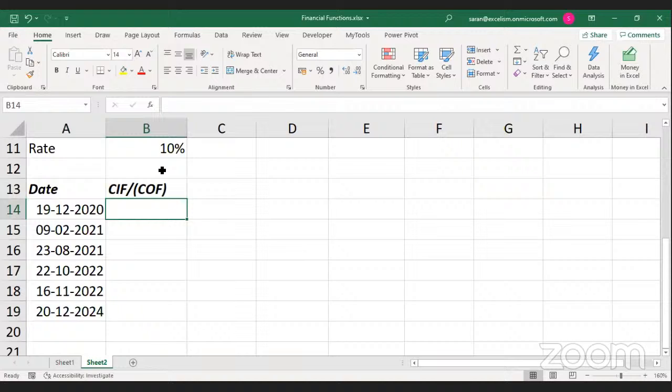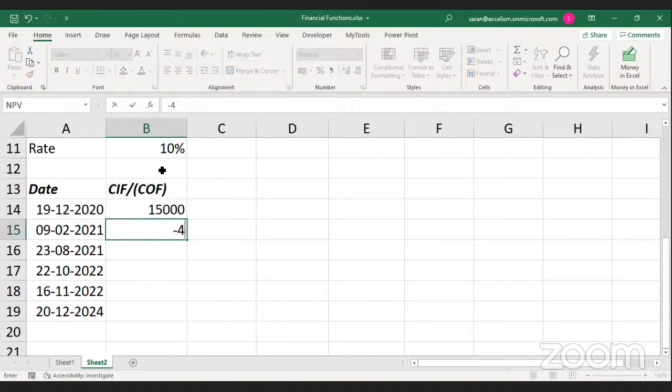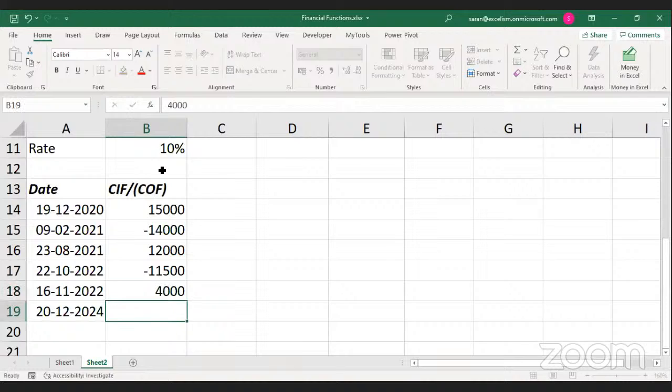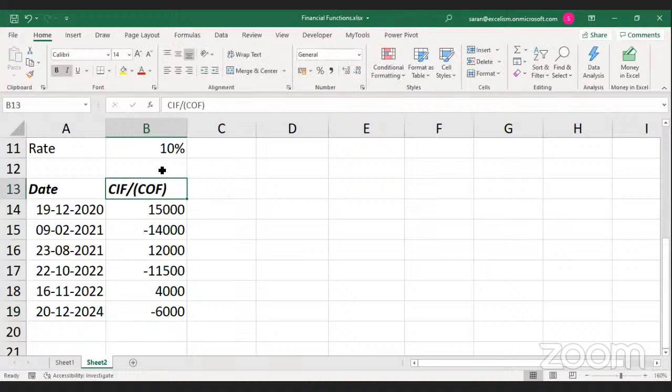No. Now let me take 50,000 positive, minus 50,000, then minus 14,000. I'm just taking very random figures, so while you work on it, you'll get to know. So 11,500. I want to make it 4,000, and this is minus 4,200. Or else minus 6,000. Till here, if anyone has any question in understanding the example, please let me know.